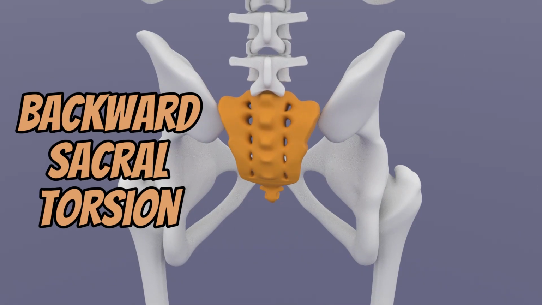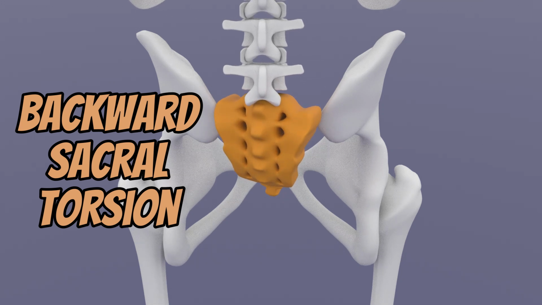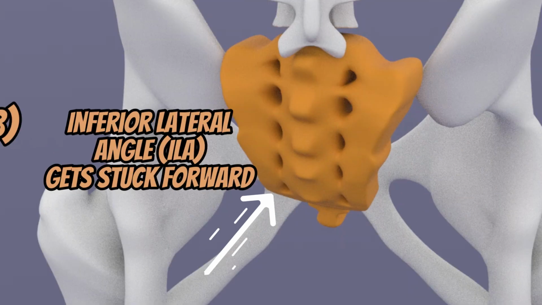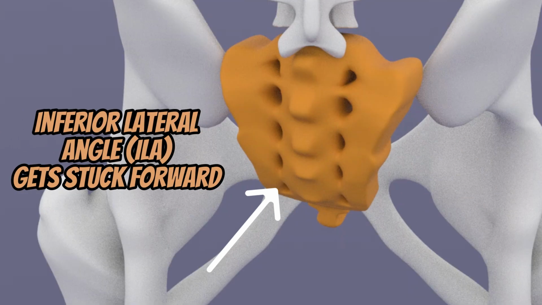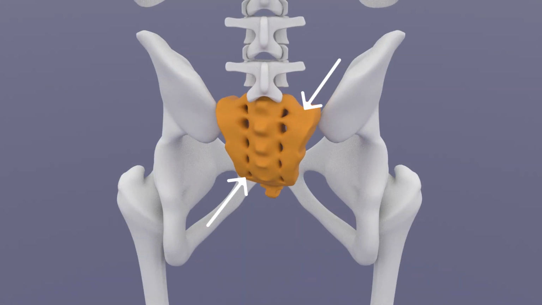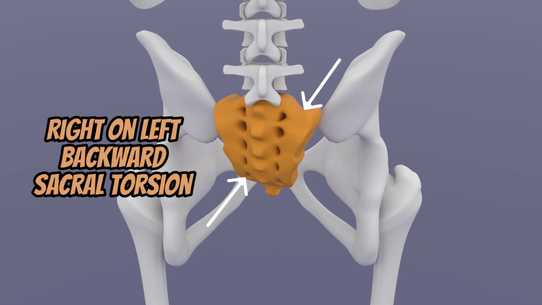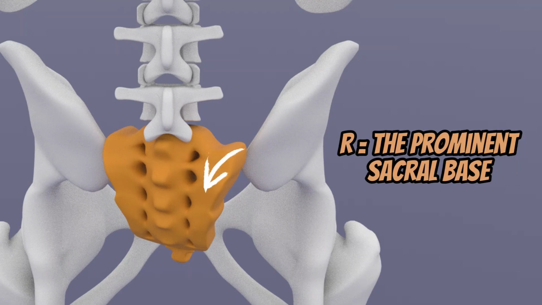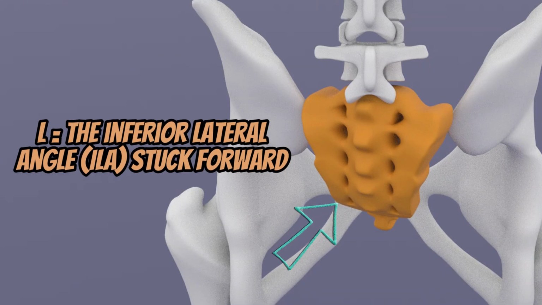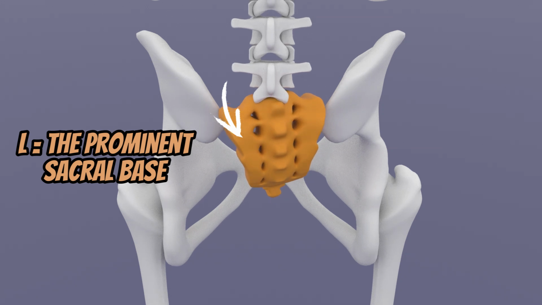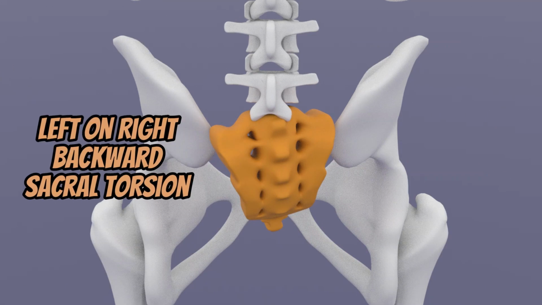A backward sacral torsion, or BST for short, is a sacral dysfunction where one sacral base gets stuck backward or posteriorly, while the opposite inferior lateral angle, or ILA, gets stuck forward or anteriorly. Picture this. When the right sacral base gets stuck backward while the left ILA gets stuck forward, it is termed a right-on-left backward sacral torsion, where the R pertains to the prominence of the sacral base and the L pertains to the ILA prominence. Conversely, if it is the left sacral base stuck backward while the right ILA gets stuck forward, then it is called a left-on-right backward sacral torsion.